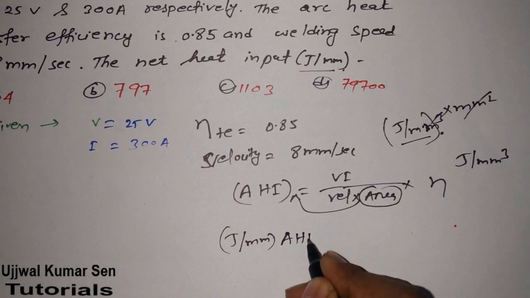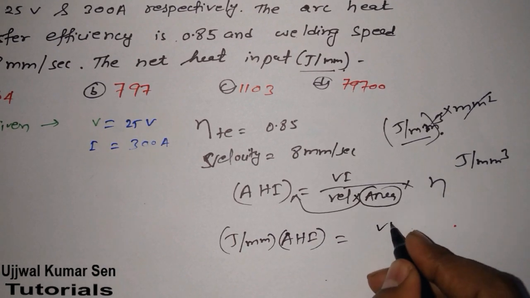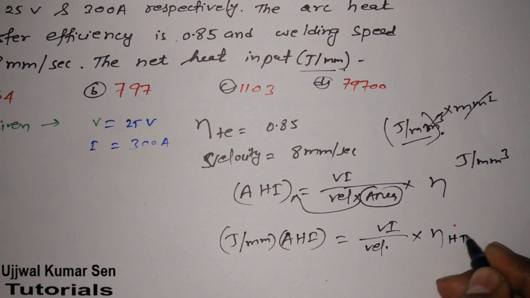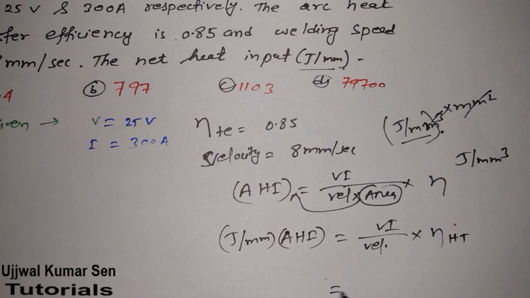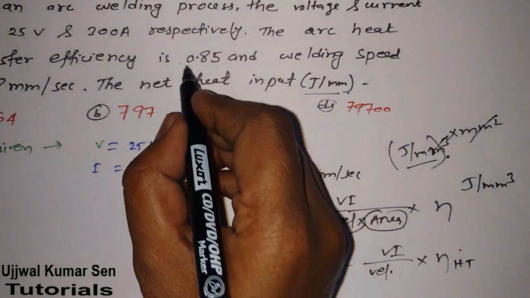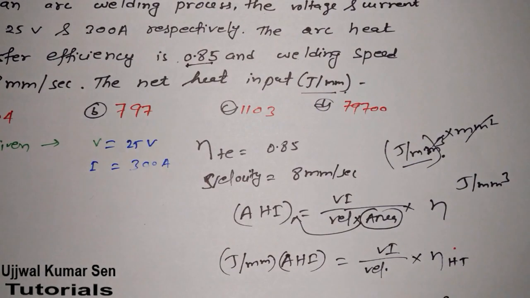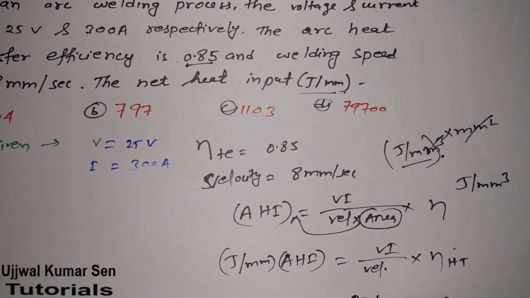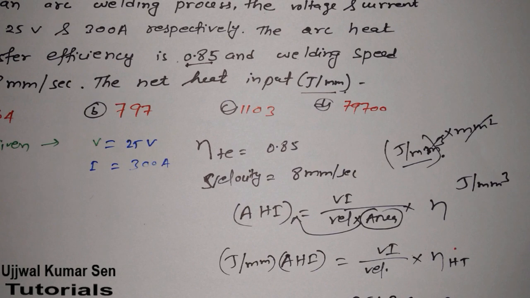Actual heat transfer input is equal to VI by velocity into efficiency of heat transfer. Now, we know that efficiency of heat transfer is given as 0.85. So what is the value of VI? V is voltage, I is 300. Now velocity is 8. So all units we have given here.